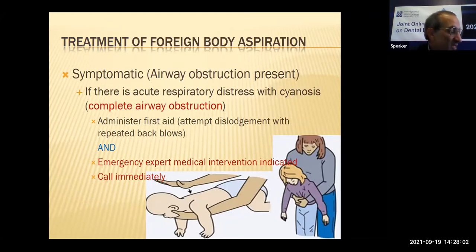In the symptomatic case, because choking cuts off oxygen to the brain, give first aid as quickly as possible. If the person is choking and cannot talk, cry, or laugh, the American Red Cross recommends the 5 and 5 approach. It means 5 back blows and 5 abdominal thrusts.